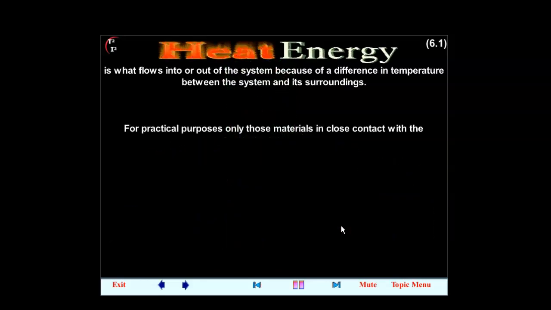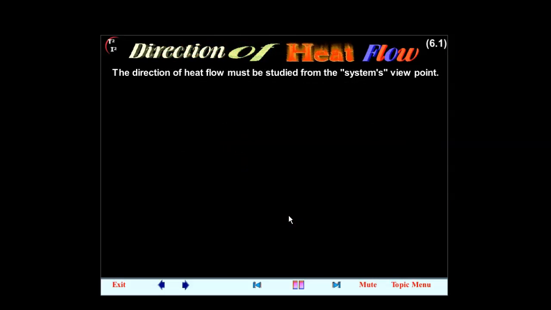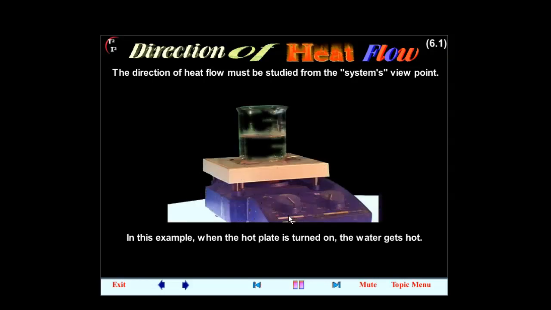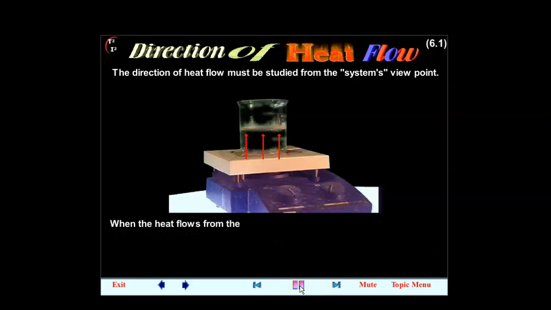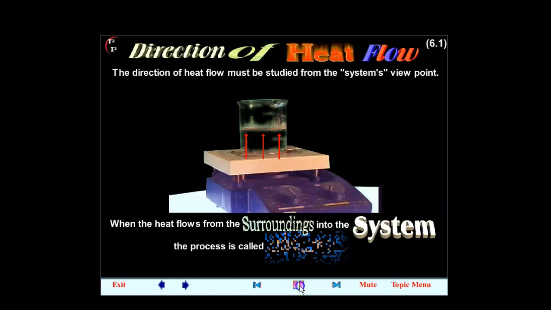For example, the hot plate and the beaker holding the water is the surrounding. For practical purposes, only those materials in close contact with the system are called surroundings. The direction of heat flow must be studied from the system's viewpoint. In this example, when the hot plate is turned on, the water gets hot. In other words, the water temperature increases. Here, the heat flows from the surroundings into the system. When the heat flows from the surroundings into the system, the process is called endothermic.